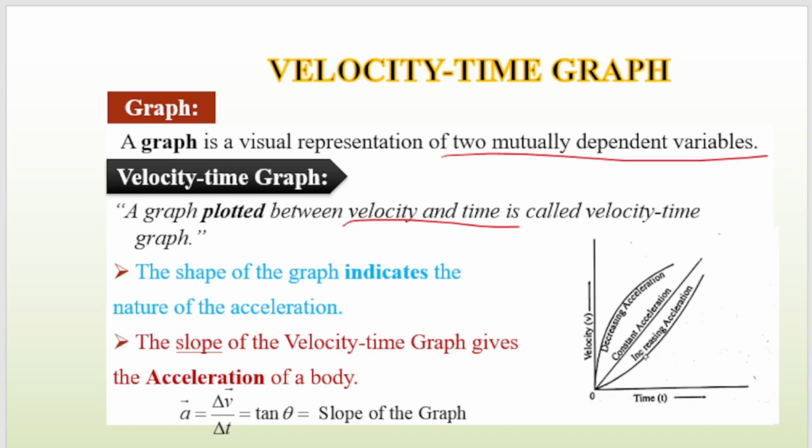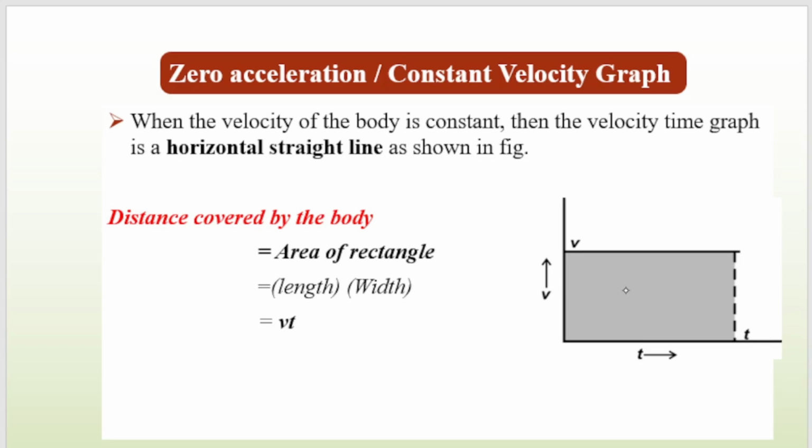If the slope is increasing, it means the acceleration of the body is increasing. If the slope of the body is decreasing, it means the acceleration of the body is decreasing. If the slope is constant, it shows that the acceleration of the body is constant.